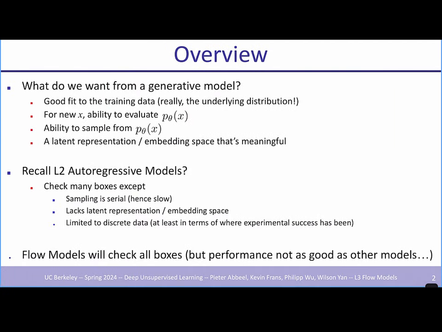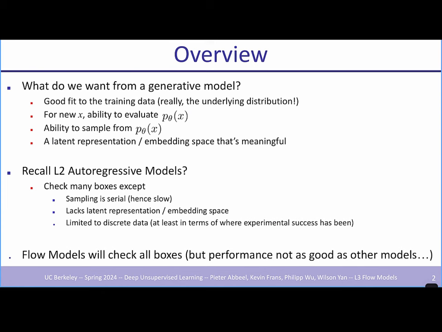So let's go back to what we want from a generative model. We want a good fit to the training data. Really the underlying distribution, not just memorizing the data, but somehow understanding the distribution the data is coming from. For a new X, the ability to evaluate the probability of that X. Is it a likely or unlikely X under the distribution? Ability to sample from the learned distribution and generate new samples that way. And a latent representation or embedding space that's meaningful. Can be nice to have because then maybe you can train something on top of that, or you can do interpolations between different items that are meaningful.